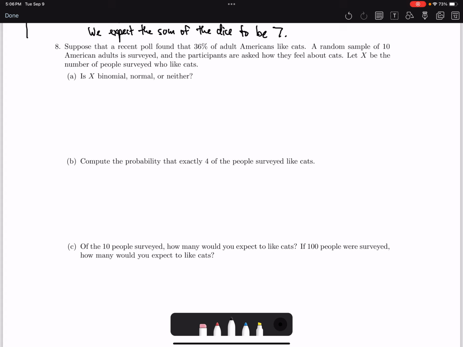So what is X? X is the number of people who like cats. So we're counting up the number of people who like cats. It sounds to me like we are counting up the number of successes. So yes, I would say that X is binomial. So then when part B asks us to compute the probability that exactly 4 of the people surveyed like cats, we're just going to use the binomial distribution to do that.